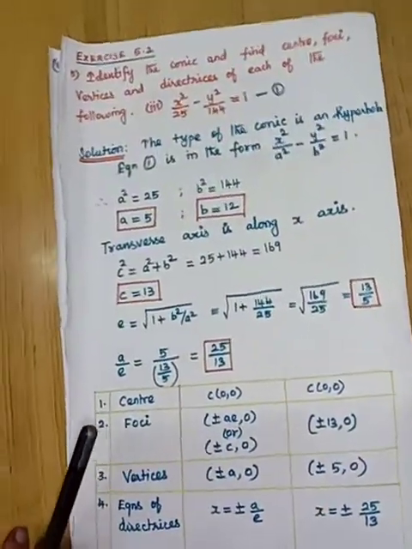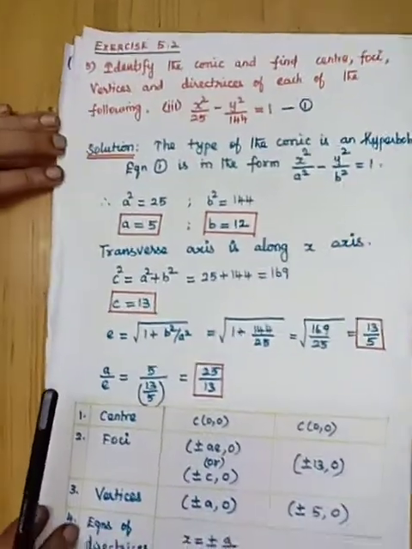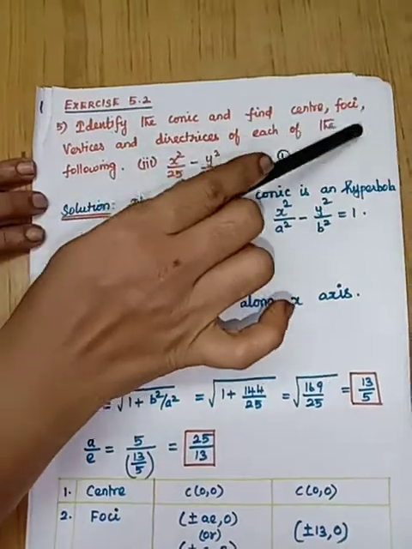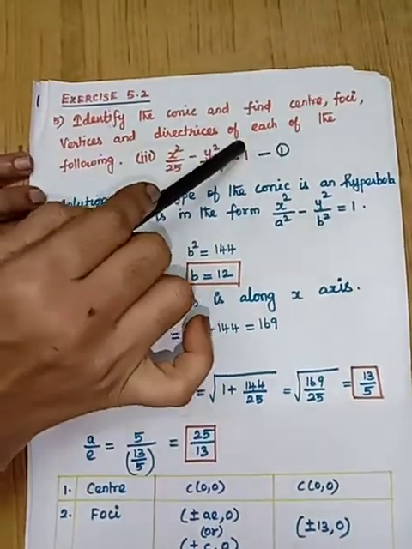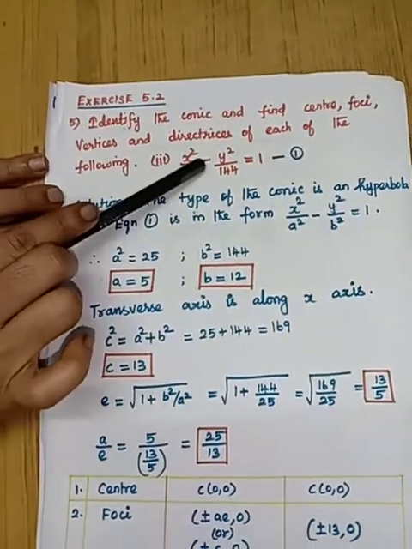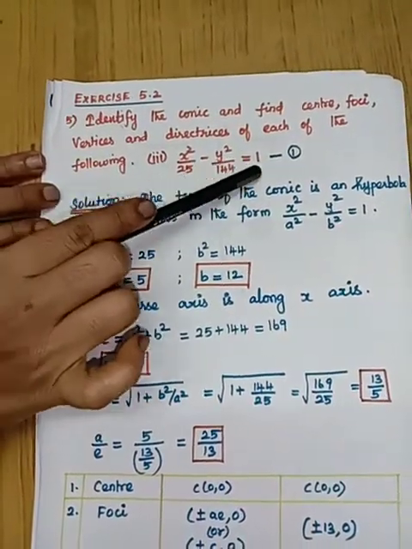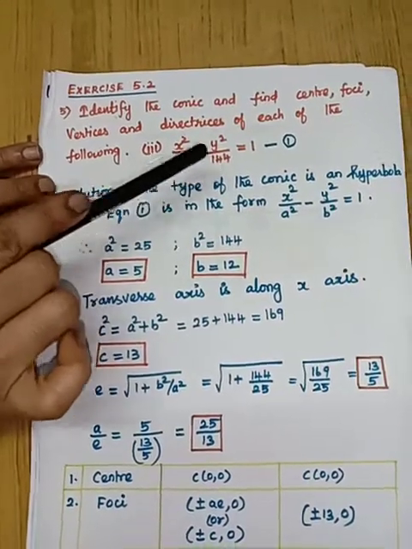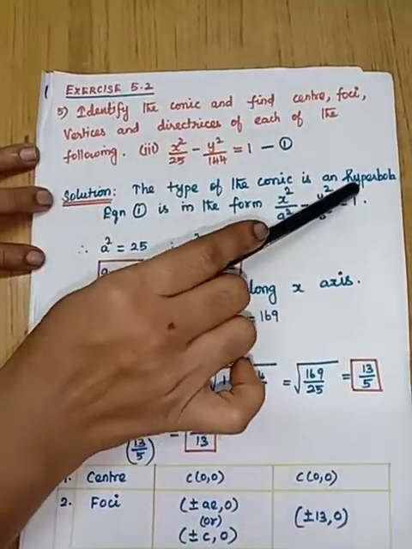Okay, next one. We are moving to the fifth problem. Identify the conic and find center, foci, vertices and directrices of each of the following. So third subdivision, x squared by 25 minus y squared by 144 is equal to 1. You see that in between you are having minus. So this type of conic is a hyperbola.